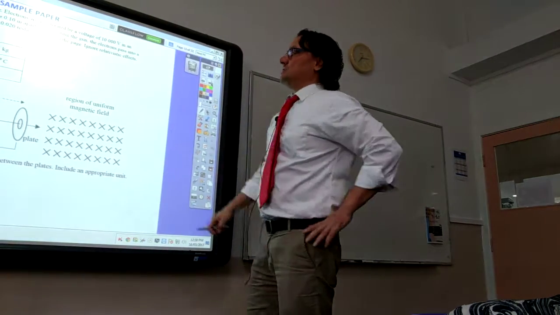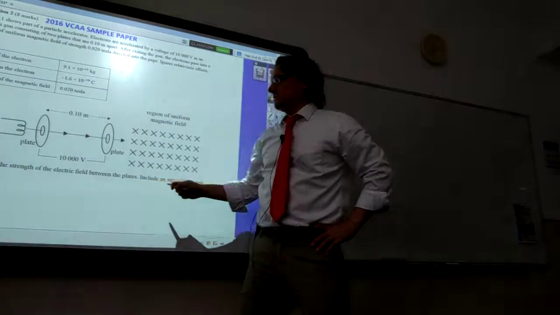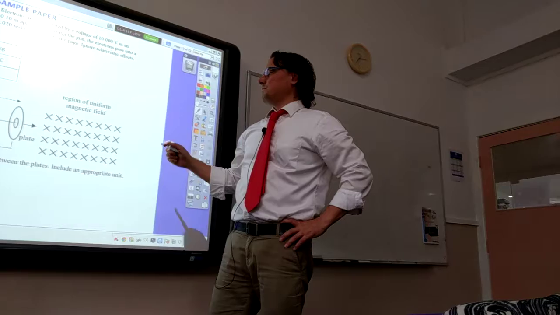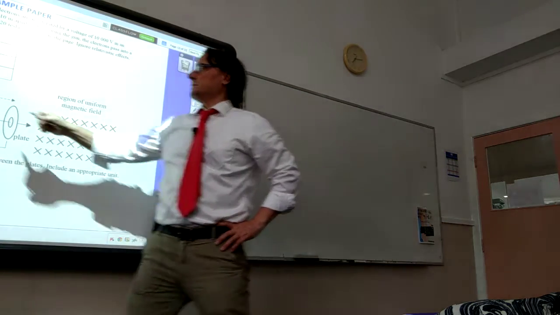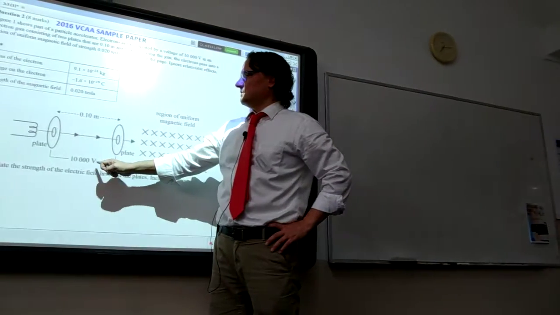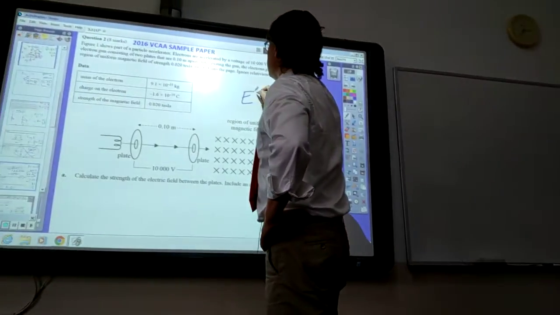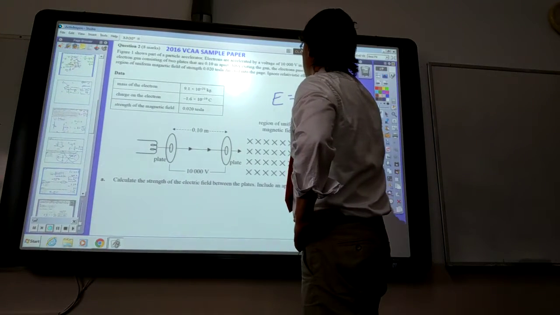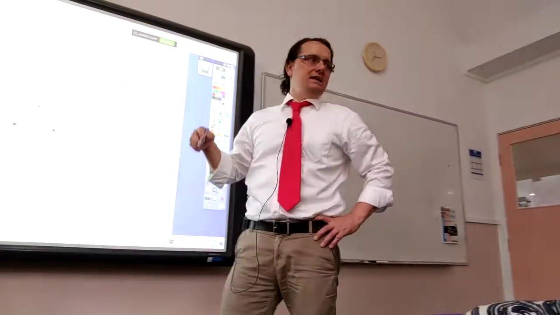Alright. Questions? Yes, thank you. Calculate the strength of the electric field between the plates, include an appropriate unit. Now, the distance is provided, the voltage is provided. It's a simple application of the E equals V over D formula. It can't get any easier than that, right? Cannot be any easier than this.